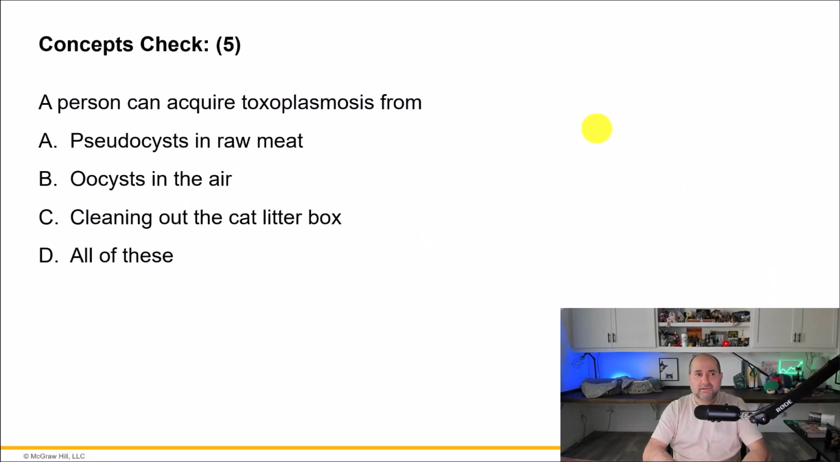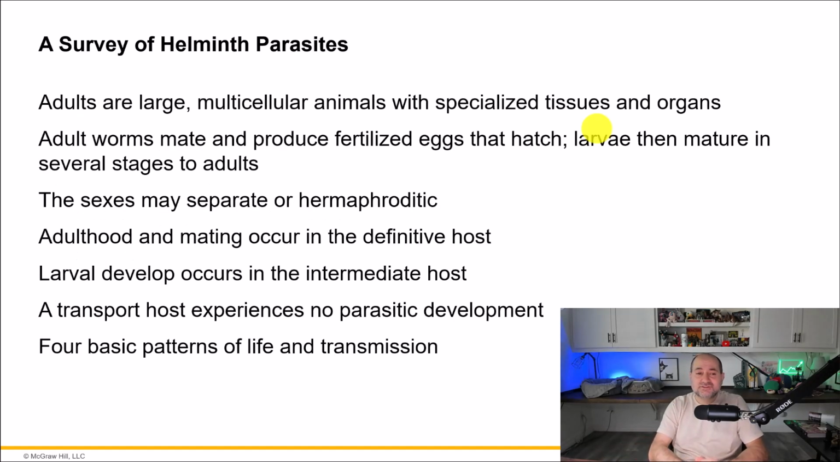And so remember, concept check number 5: a person can acquire toxoplasmosis from A, pseudocysts in raw meat, B, oocysts in the air, C, cleaning out a cat litter box, and remember this was all of the above, D. Next, we discuss the worms.